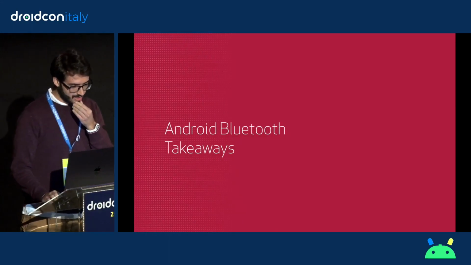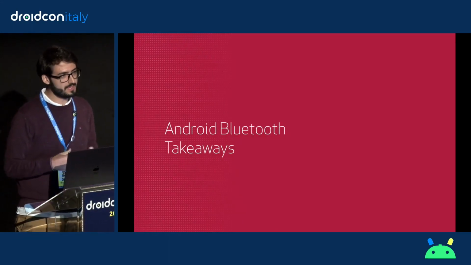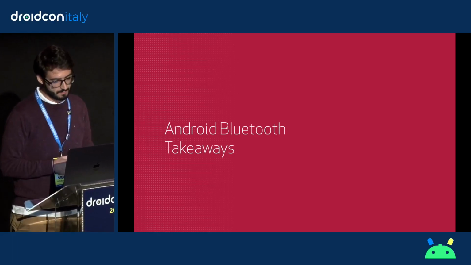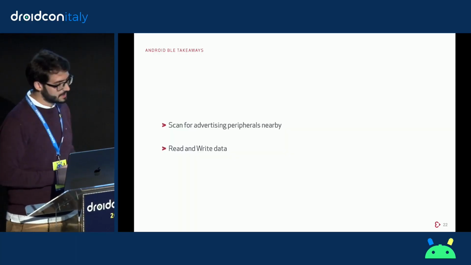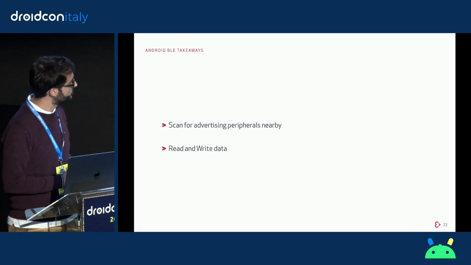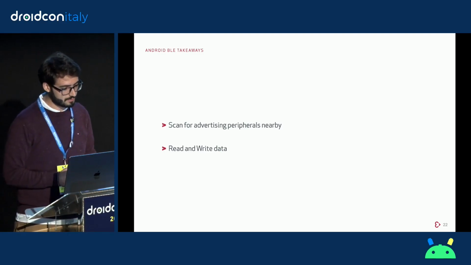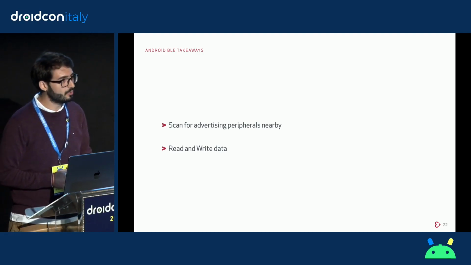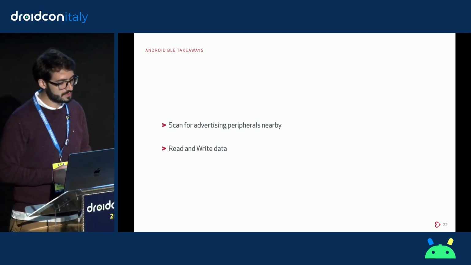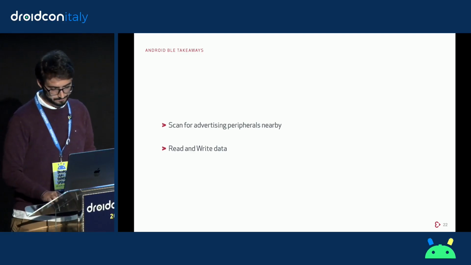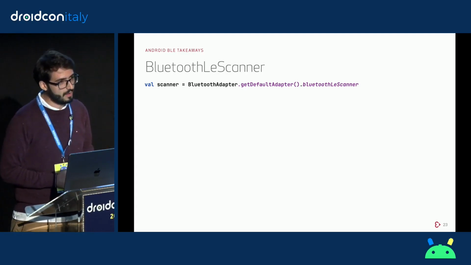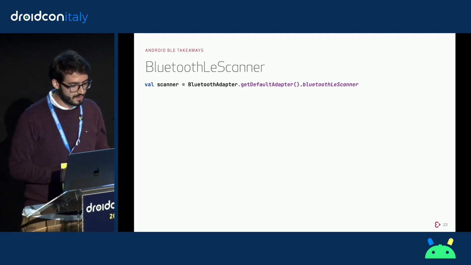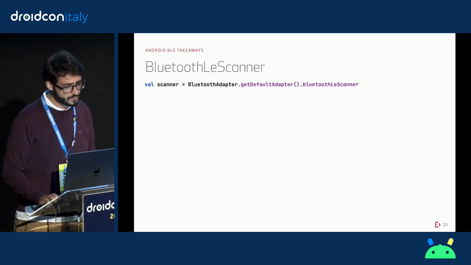Now we'll see some of the basic Bluetooth operations, going a bit more in detail and showing some code examples. We'll see in particular how to do a Bluetooth scan and some important things about it, and how to communicate with the device, so read and write data from it. Starting with the scan, to do a scan we need a scanner, and that's the basic code to get it.